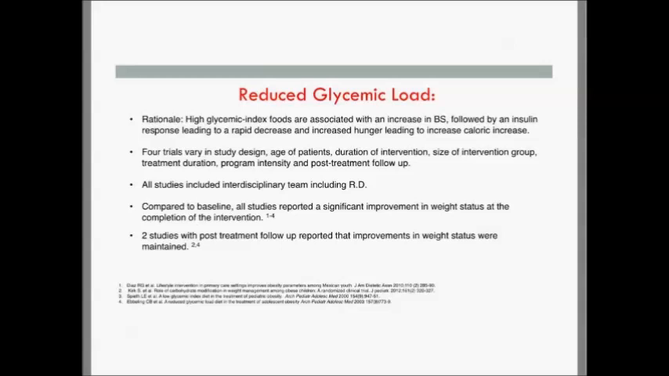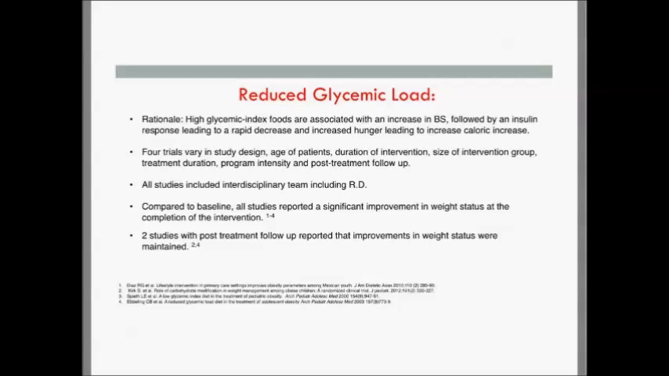Okay, reduced glycemic load. So this is something like the South Beach diet, if you've heard of that. The rationale is high glycemic index foods are associated with an increase in blood sugar followed by an insulin response, leading to a rapid decrease in blood sugar and then increased hunger, leading to increased caloric intake. And oftentimes when your sugar drops, you don't go for a piece of chicken, you go for something like a sugar or a carb to bring it back up.